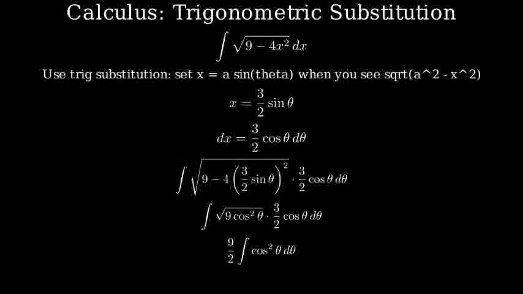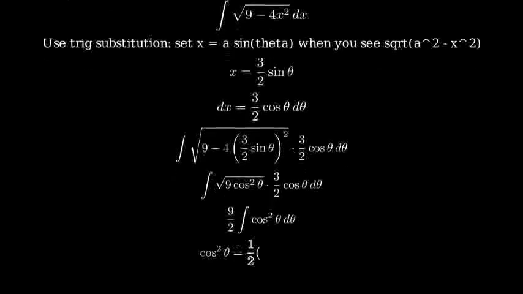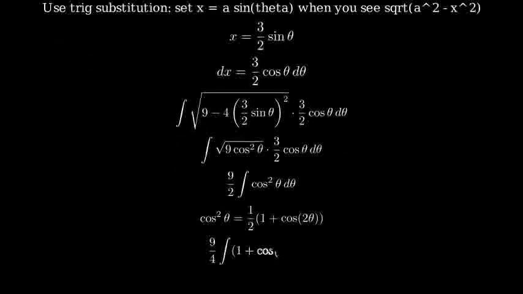Now, remember to integrate the cosine squared of theta using the double angle identity. Cosine squared of theta is 1/2 plus 1/2 times cosine of 2 theta. Using this identity, the integral then becomes 9/4 times the integral of 1 plus cosine of 2 theta.